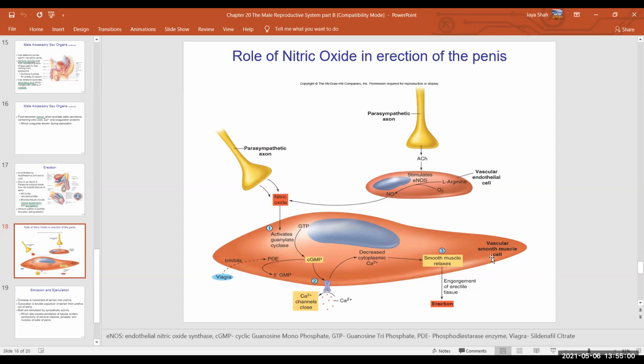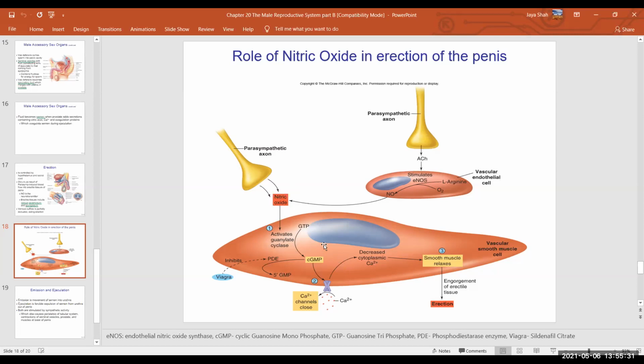In erectile dysfunction, some people have it, like old people, most commonly in type 2 diabetes. What happens? Their parasympathetic nervous system is weakened. Their parasympathetic actions are weakened. So in that case, you have less nitric oxide. So less nitric oxide will bring less cyclic GMP.